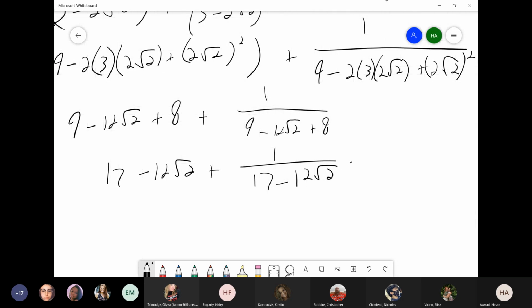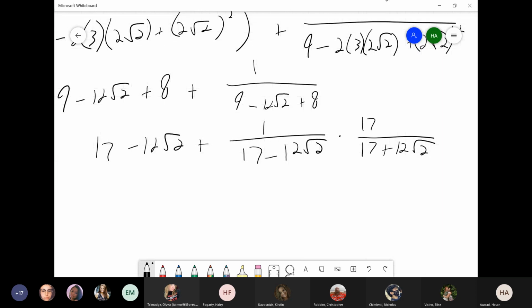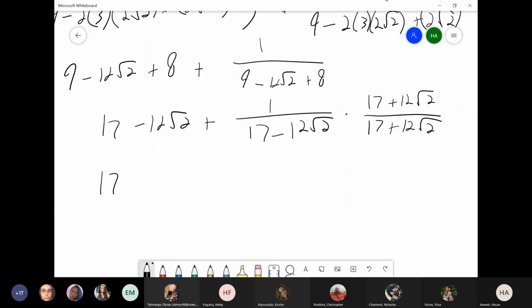So I'm going to be multiplying this fraction by 17 plus 12 square root of 2, right? I keep the numbers the same. I just flip the sign. That's what I'm multiplying by. This is the conjugate pair. And whatever I do to the bottom, I know that I also do to the top. So I also multiply by 17 plus 12 square root of 2. Okay. So we're just bringing down this 17.